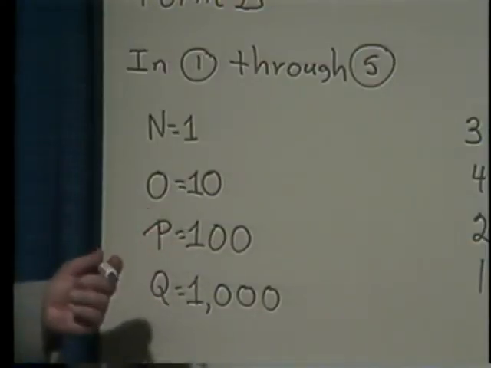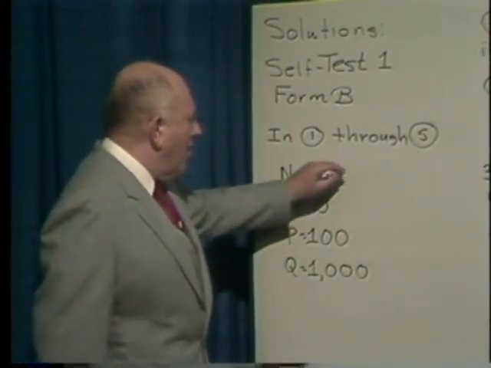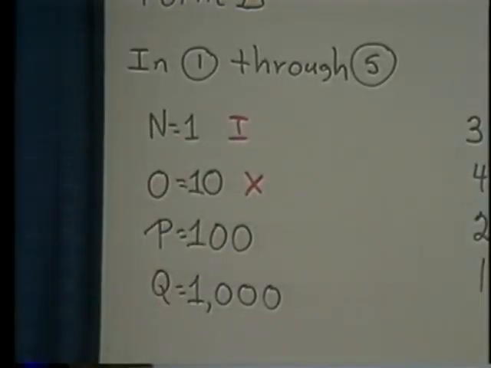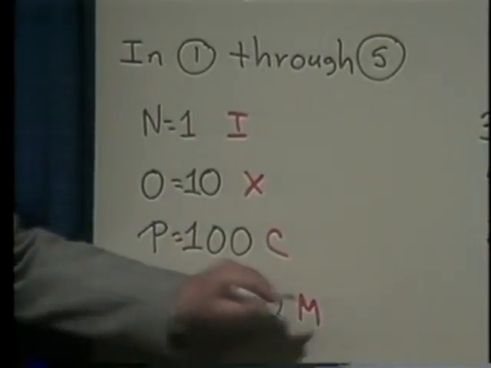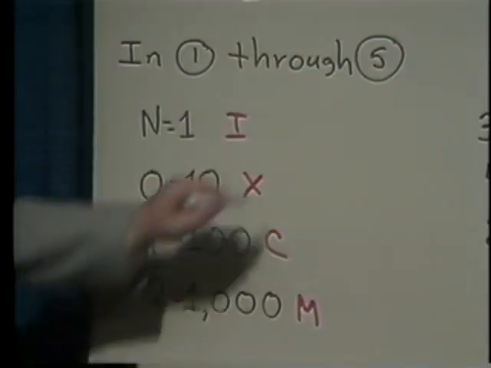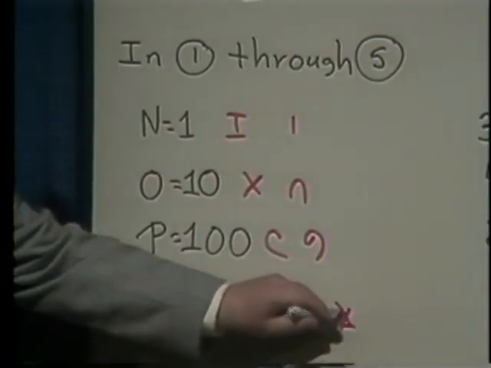And if that really bothers you, I hope you don't do it this way, but you can say, well, listen, wherever he's saying N, I'll think of I. Where he says O, I'll think of X. Where he says P, I'll think of C. Where he says Q, I'll think of M, and I'll do it in Roman numerals. You certainly could do that if you wanted to. You could also do it in terms of our Egyptian numerals, if you wanted to.